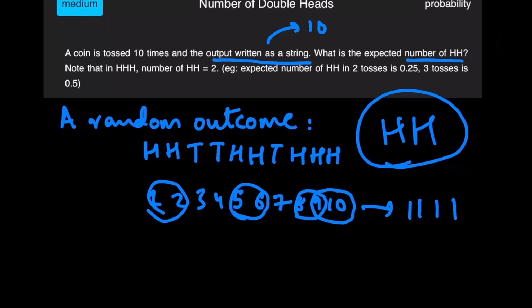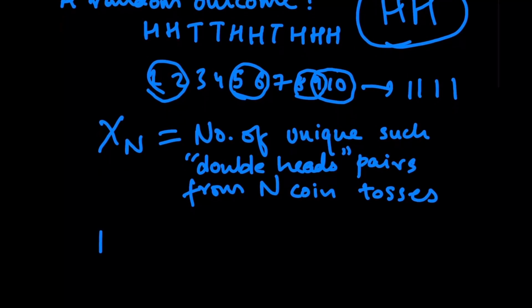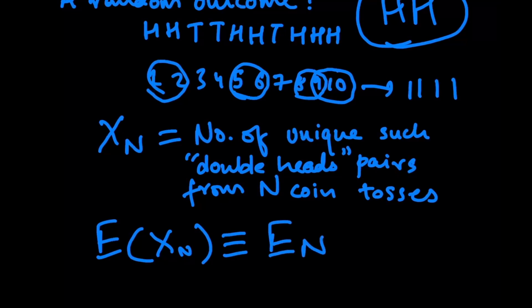So if we create a random variable, say X_n, defined as the number of unique such double heads pairs that we get from n coin tosses. And essentially what we have to calculate is E of X_n. Now I'll be noting E of X_n by E of n for the rest of the problem.